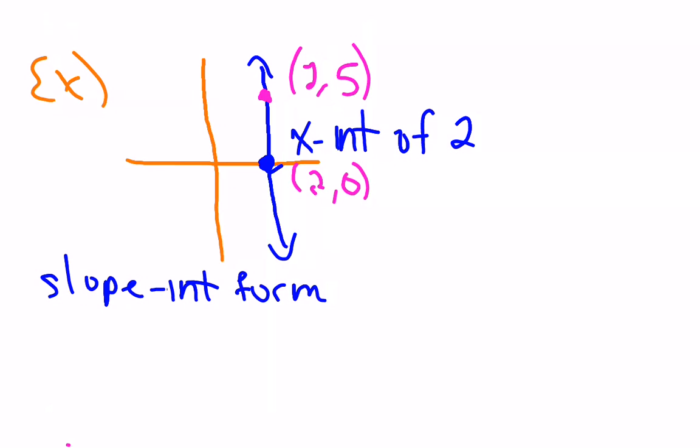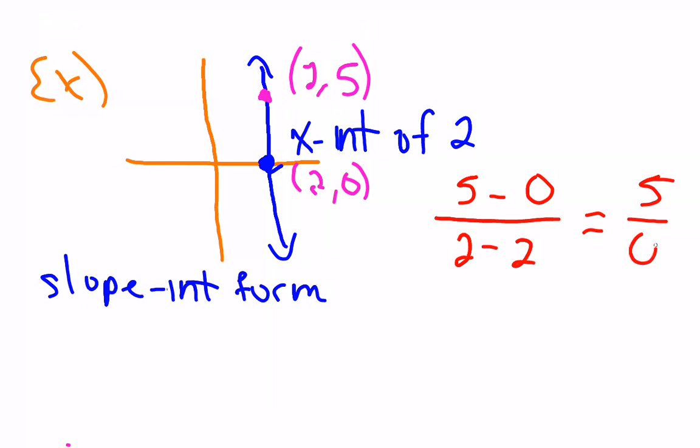So let's take a look at what this means. If I pick another point that's on the line, figure out where that is. Let's do our slope formula to figure it out. So what does that look like? Again, y2 minus y1 over x2 minus x1. So we're going to have 5 minus 0 over 2 minus 2. 5 minus 0 is 5. 2 minus 2 is 0.